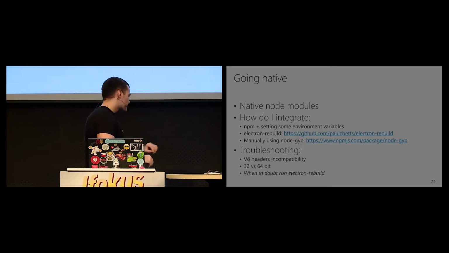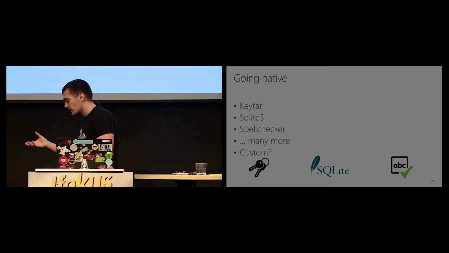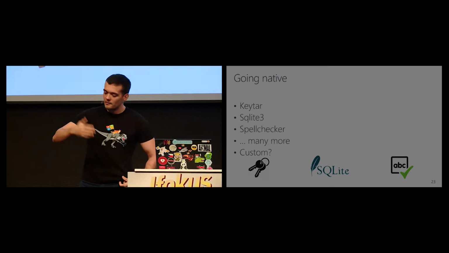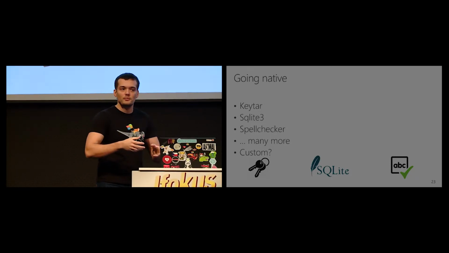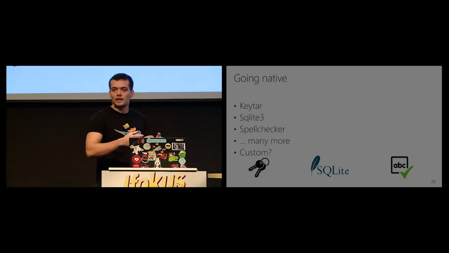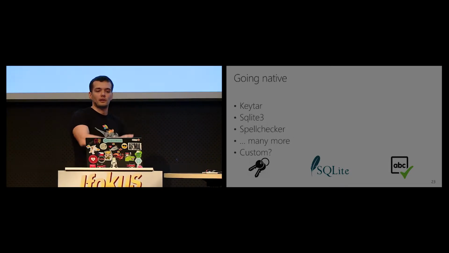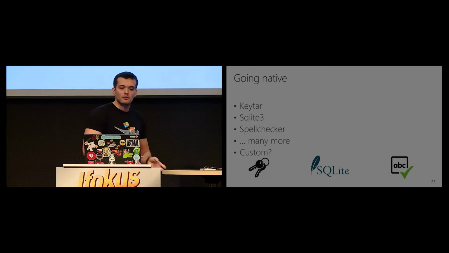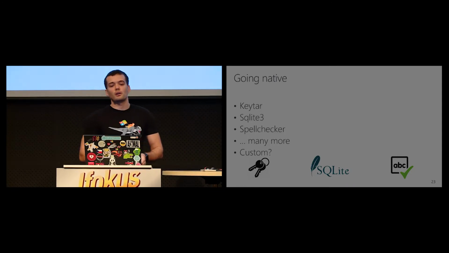So I included here just like Keytar, SQLite 3, spell checker. These are some common native node modules developed by the folks in GitHub, Slack. For example, Keytar uses the keychain functionality of your system, so you can store passwords, the identity that you have. If you have, for example, Skype or Slack, you can store the credentials there safely. SQLite is the database, of course. If you don't want to use IndexedDB from Chromium, you can for sure use SQLite 3.